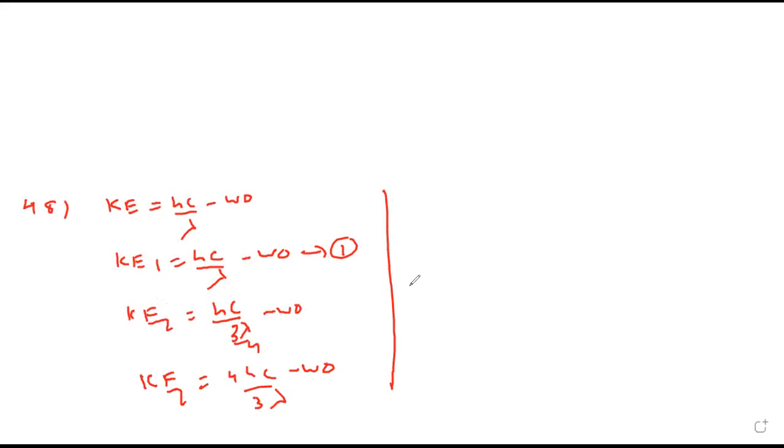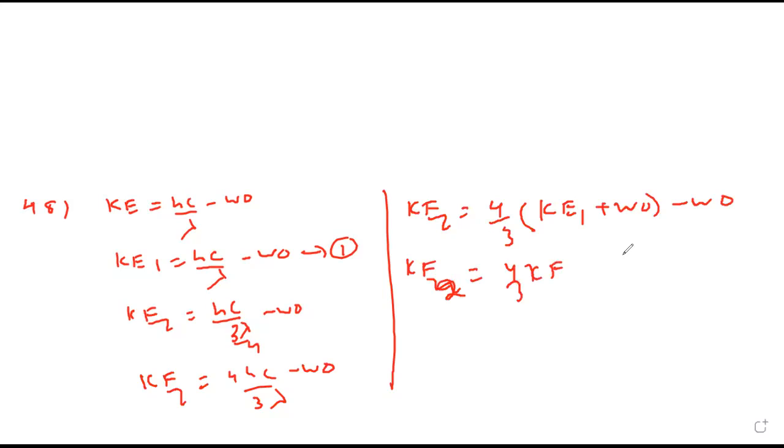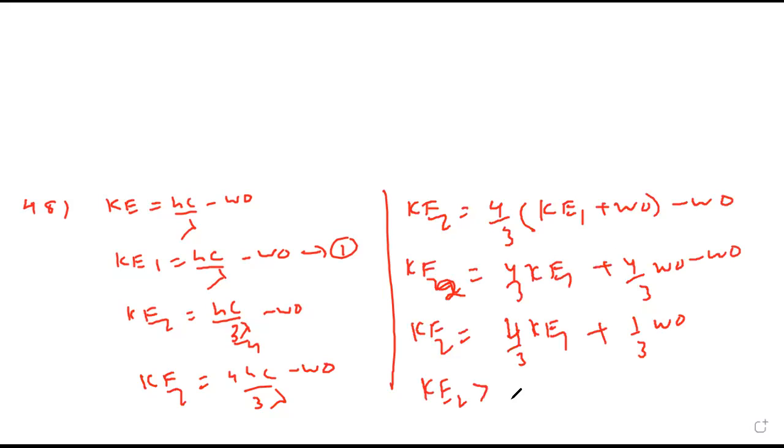So I will eliminate hc by lambda. The reason is we have to connect kinetic energy in terms of some ratio. So Ke2 is 4 by 3 times hc by lambda, which is Ke1 plus work function, minus work function. So Ke2 is 4 by 3 Ke1 plus 4 by 3 work function minus work function. So Ke2 is 4 by 3 Ke1 plus 1/3 of work function. That means Ke2 is greater than 4/3 of Ke1.